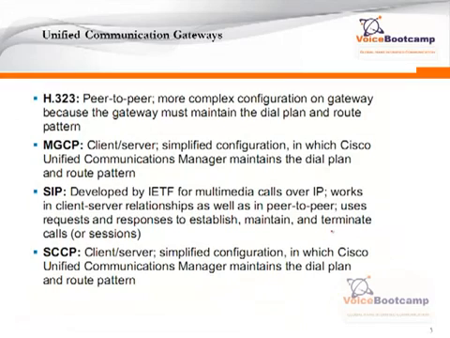In unified communication gateways, you have 4 types of protocols that are used for signaling purposes or acting as a gateway protocol between the router and the call manager. The protocols we have are H.323, MGCP, SIP, and Skinny. H.323 is peer-to-peer, which is a very complex configuration and allows you to maintain a separate dial plan on the call manager as well as in the router.